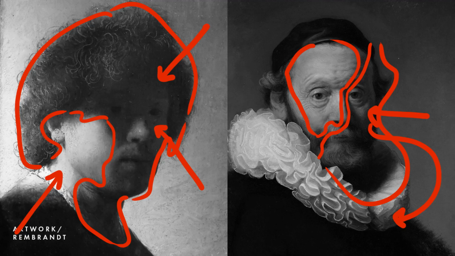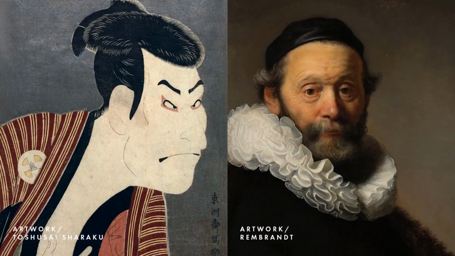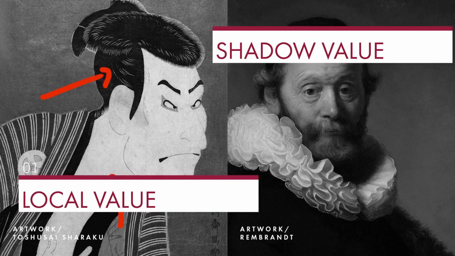So if you compare it to Notan, this is what you should see. Let's quickly turn it into black and white. In Notan, the black and white values are determined by the local value, so the skin and the hair. However, in chiaroscuro, the values are determined by light, here, in the shadow.